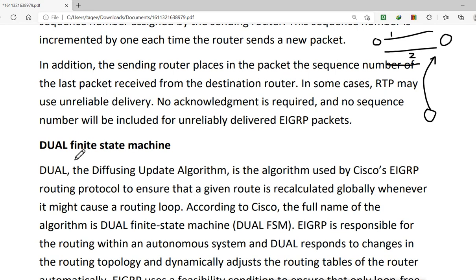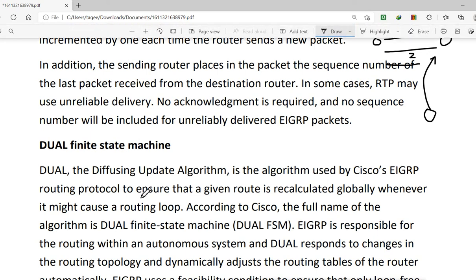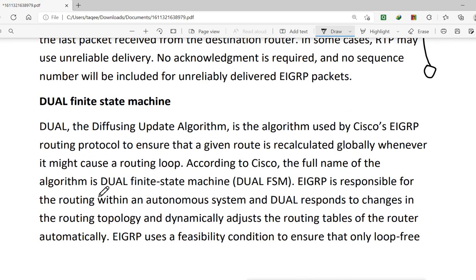Now the dual finite state machine. That means it uses the DUAL algorithm, which is called the Diffusing Update Algorithm. This is the algorithm used by Cisco's EIGRP routing protocol to ensure that a given route is recalculated globally whenever it might cause a routing loop. According to Cisco, the full name of the algorithm is DUAL finite state machine, that is DUAL FSM. EIGRP is responsible for routing within an autonomous system, and DUAL responds to changes in the routing topology and dynamically adjusts the routing table of the router automatically.